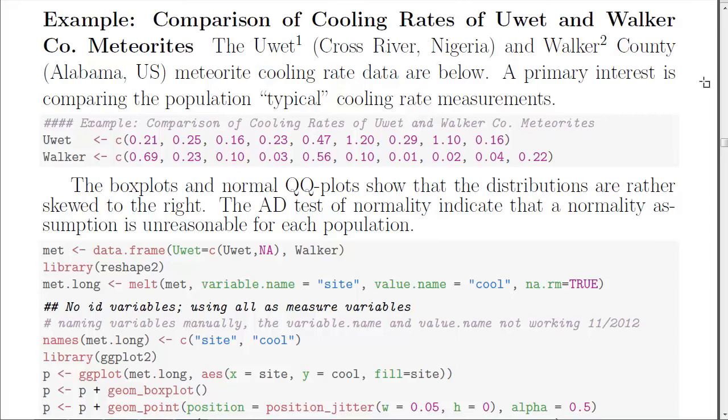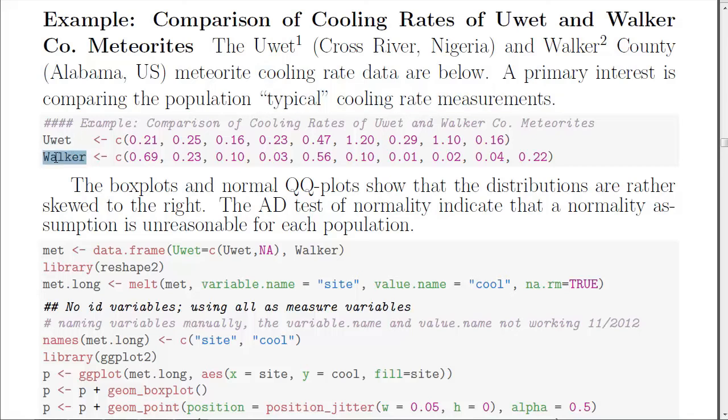But we're going to take measurements from each of these meteorites to get an estimate of the cooling rate of the meteorites. When the meteorites are formed, quite honestly, I don't know how that happens, but they're rocks, they're flung out into space somehow, and they're really hot when they're formed, and then they slowly cool. We want to know what that cooling rate is, how many degrees per million years or something. So a primary interest here is in the population typical cooling rate measurements.